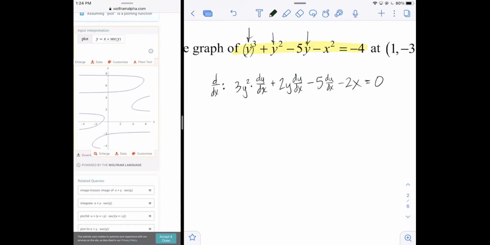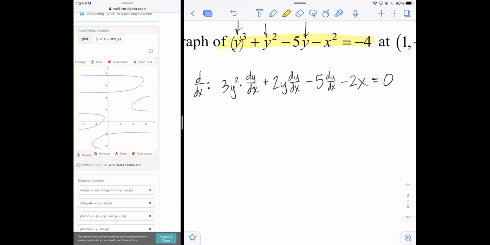All right. We need to solve for dy/dx. So we're going to collect like terms. Hey, look, we already have like terms on the same side, don't we? So guess what we're going to do with the dy/dx in each of those terms? Pull it out. So dy/dx, parenthesis. We're left with 3y squared in the first term, plus 2y in the second term, minus 5 in the third, equals, and notice what I'm doing in one line.